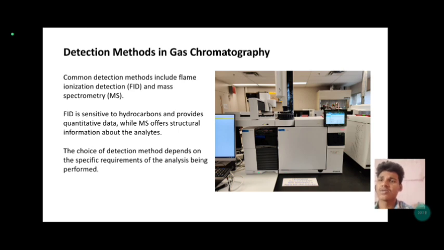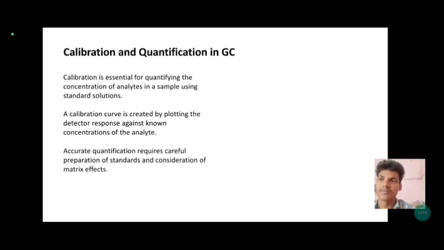Detection methods of gas chromatography. Commonly used detection methods include flame ionization detection, called FID, and mass spectrometry, called MS. FID is sensitive to hydrocarbons and provides quantitative data, while MS offers structural information about the analytes. The choice of detection method depends on the specific requirements of the analysis being performed.